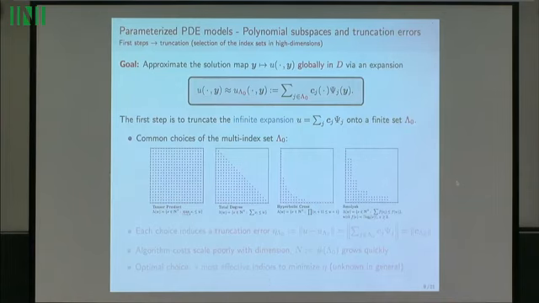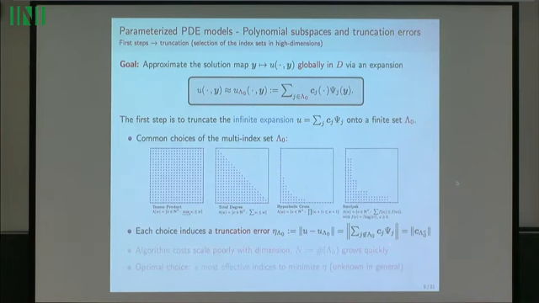Okay, so of course the first step is to truncate the infinite expansion. We have to choose some set lambda on which to do that. And some common ones that people look at often are tensor products, total degree, hyperbolic cross, Smolyak sets. And of course you can also introduce anisotropic versions of these if you know that you have some particular anisotropy in the problem that you want to capture. But each choice introduces a truncation error, which I'll call eta sub lambda naught, which is nothing more than the neglected coefficients in this sum.